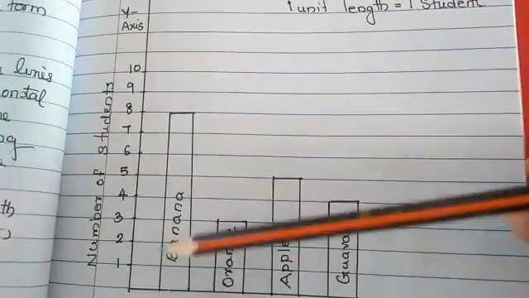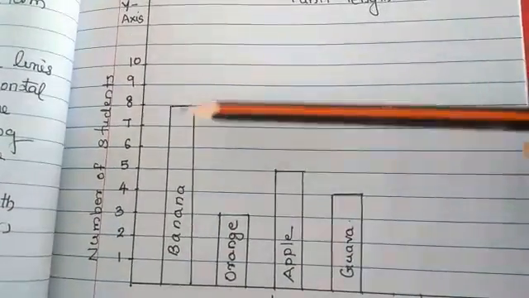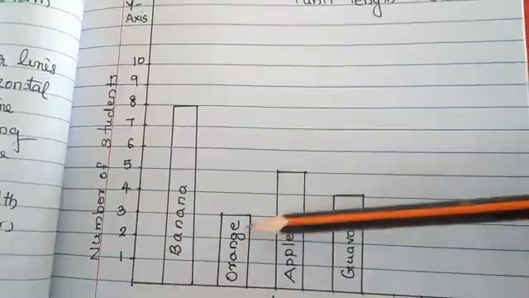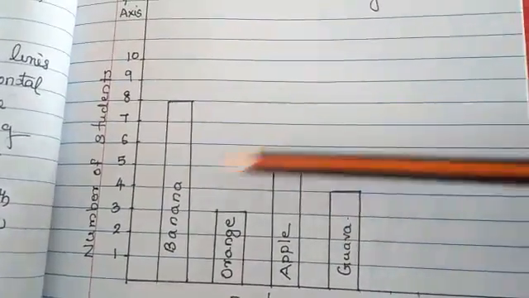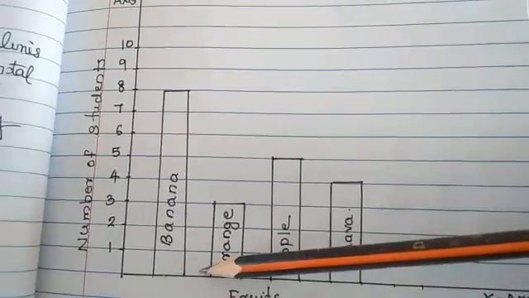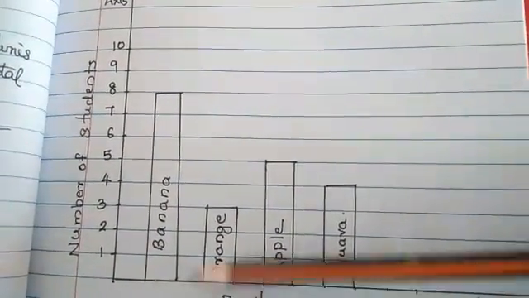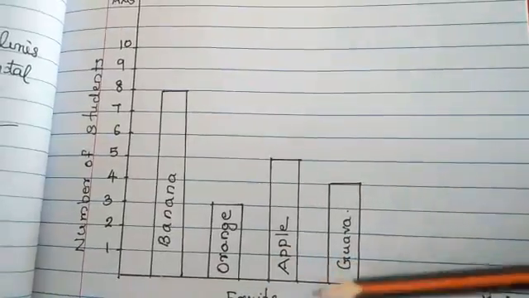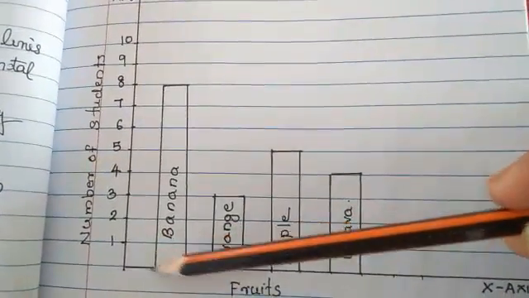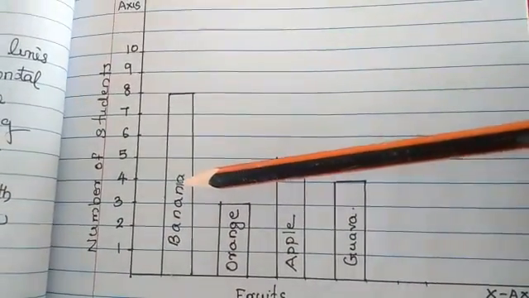Remember that you should use uniform width bars. Bars having uniform width, so all the bars should have the same width. And there should be the same gap between them. Uniform gap. Here these are the gaps between the bars. Okay, same gap.